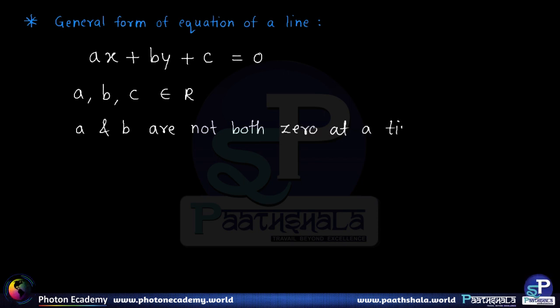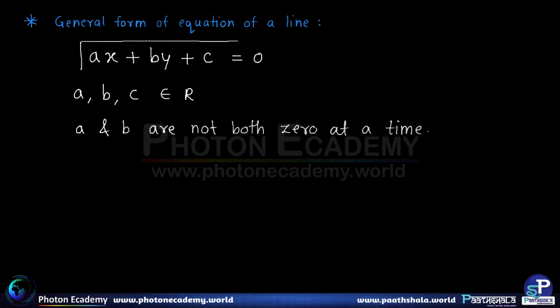because if a and b are both 0 then that won't be a line at all, right? So that is not a valid equation. So ax plus by plus c equal to 0 is the most general form of equation of a line, right?